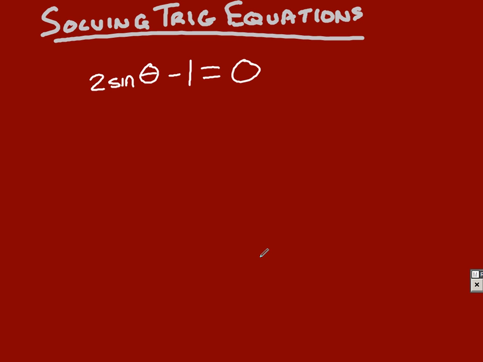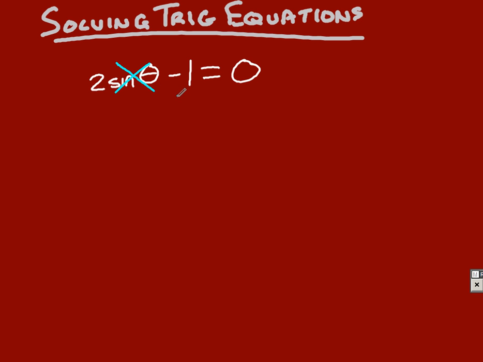Alright, we're solving some trig equations now. We're going to be using the arcsine, but we're also going to be using a lot of old algebra techniques. So in this original problem, we have 2 sine of theta minus 1 equals 0. Really, I want to think of this sine of theta as just one big x, and I want to solve for x. How do I do that?